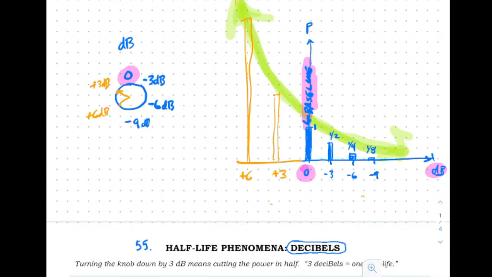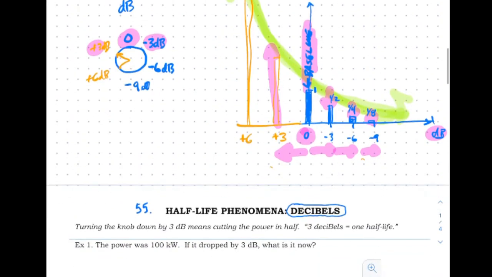What's particularly meaningful is the adding or subtracting of decibels. If you add 3 decibels, you double the power, but if you subtract 3 decibels, you cut the power in half. Every time you subtract 3, you cut it in half again. You subtract 3 again, you cut it in half again. Just like half-lives from last time, okay? That's what decibels means. And that's the rule of thumb: 3 decibels equals a half-life.